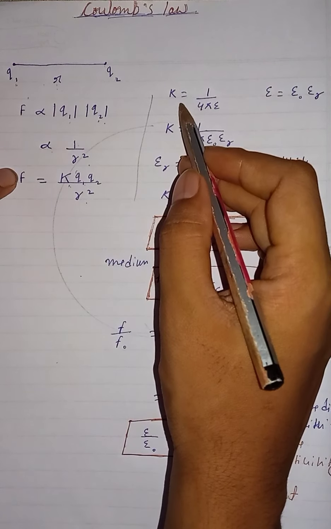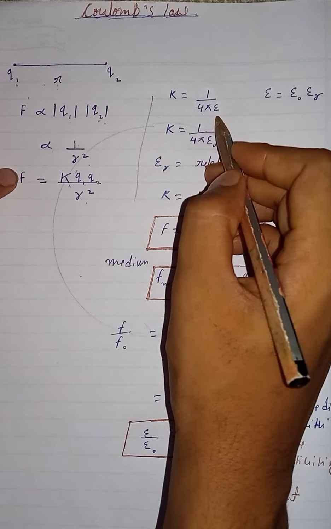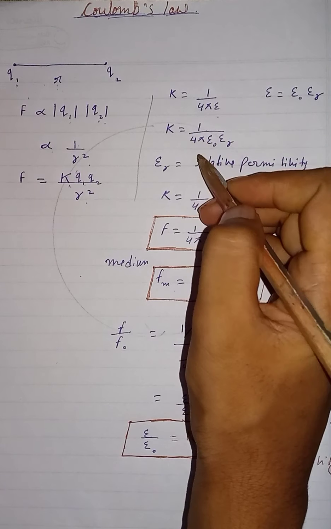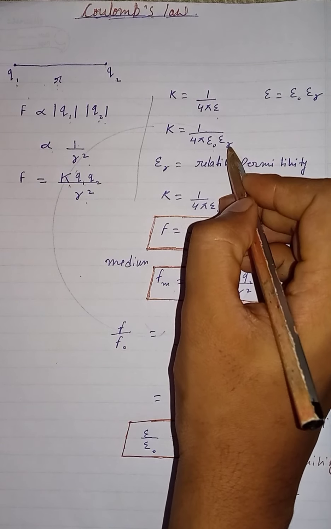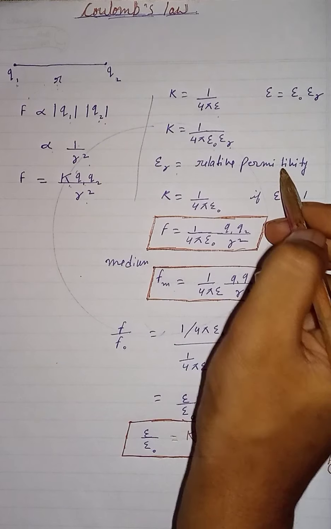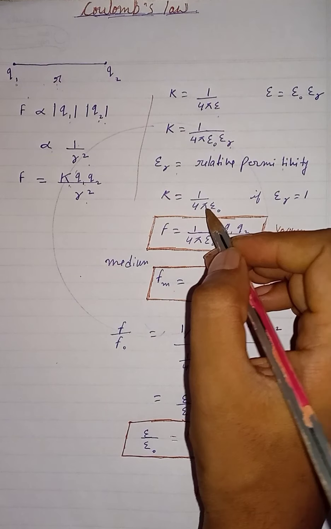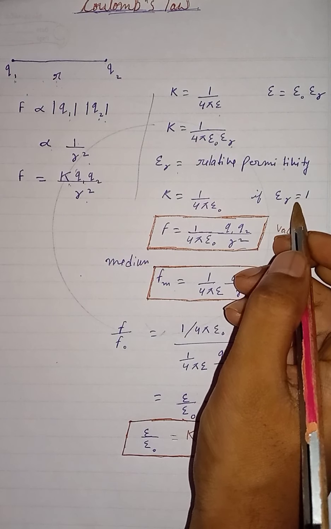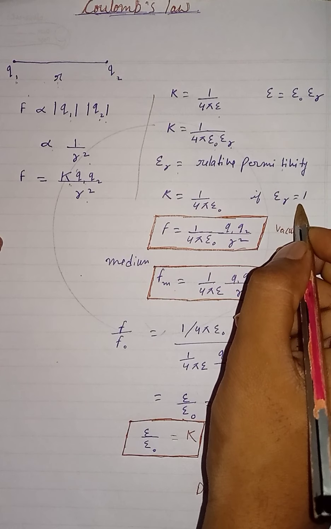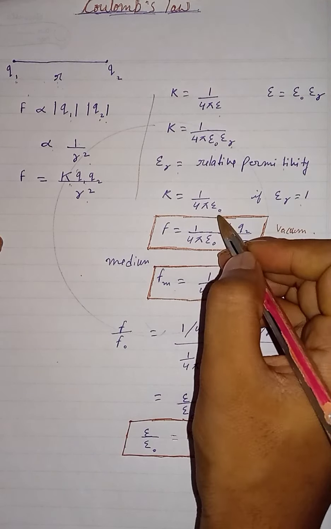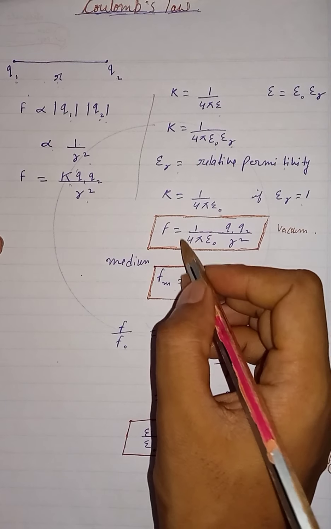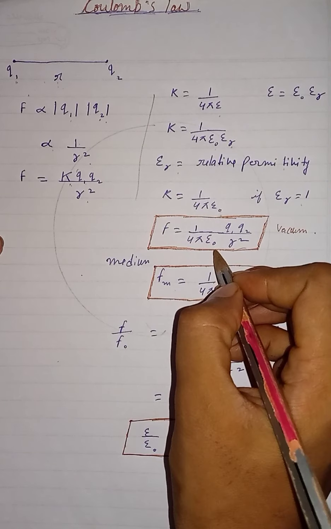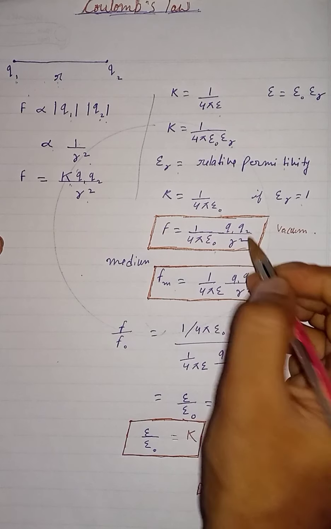Here the constant K is equal to 1 over 4 pi epsilon. So K is equal to 1 by 4 pi epsilon naught into epsilon R. Epsilon R is called relative permittivity. If relative permittivity is equal to 1, then we consider 1 over 4 pi epsilon naught. So here the force will be F is equal to 1 over 4 pi epsilon naught into Q1 Q2 by R squared.